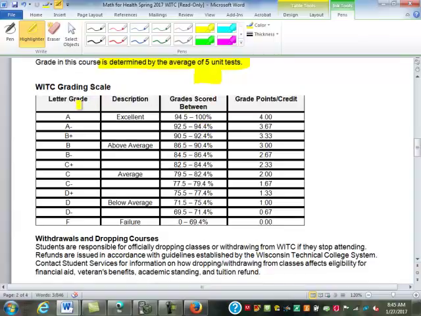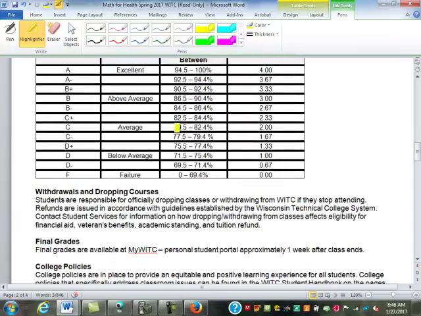Okay, so then we have the standard WITC grading scale here. I'm sure you've seen that a couple of times.